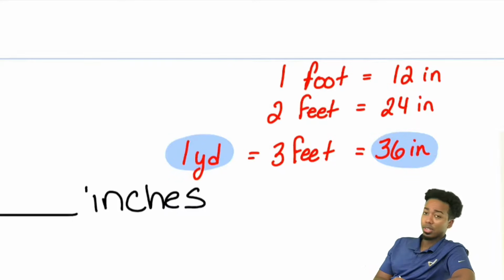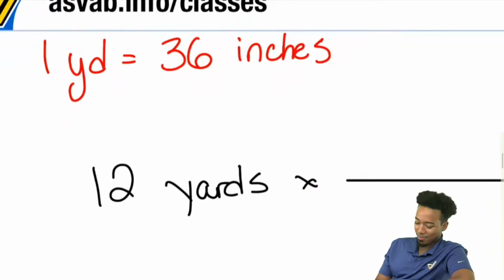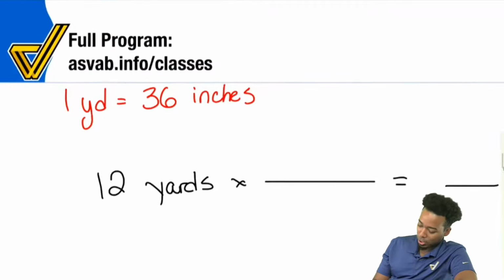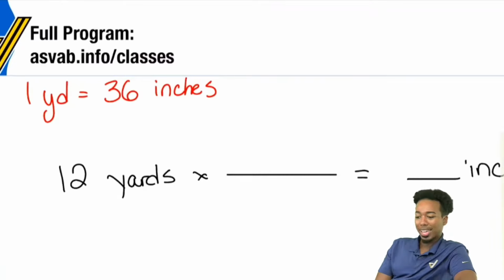But everybody, yes or no, does that make sense here? 36 inches is 1 yard. May the math gods be with you. So yeah, 1 yard is 36 inches. Booyah, right there. We're good. So now let's just figure out what we're going to multiply and where.